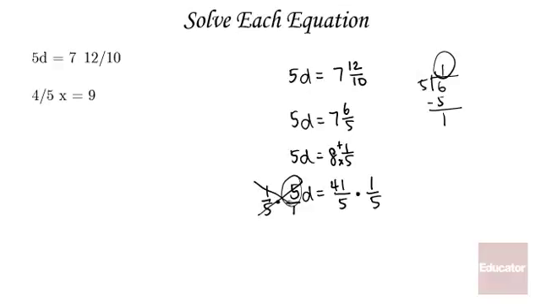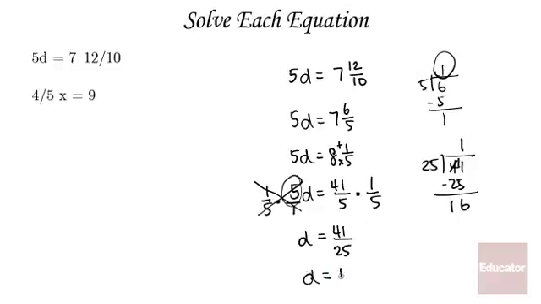Here, the 5 and the 5 cancel, and the 1 and the 1 cancel, and you've isolated your variable. D is alone. 41 times 1 is 41, and 5 times 5 is 25. If you want to change that into a mixed number, 25 goes into 41 once, and you're left with 11 minus 5 is 6, and 3 minus 2 is 1. So D equals 1 and 16 over 25. So remember to simplify if possible, so that you can work with smaller numbers. Remember to change any mixed number into an improper fraction, and then use the multiplicative inverse.